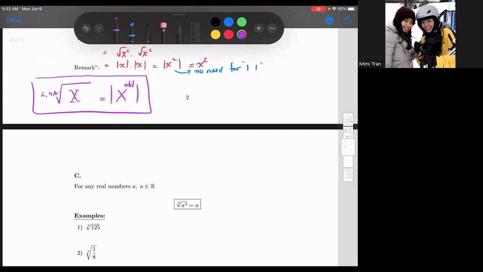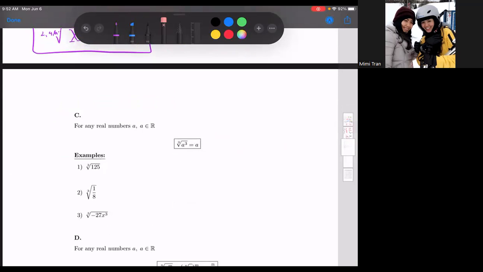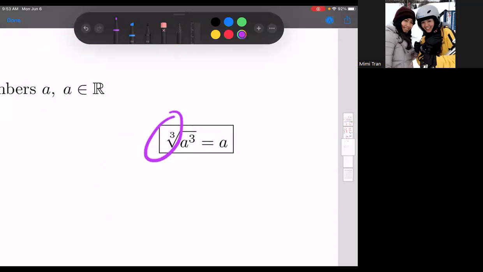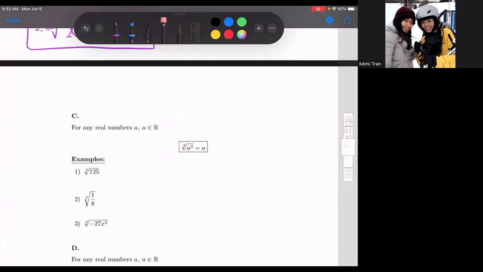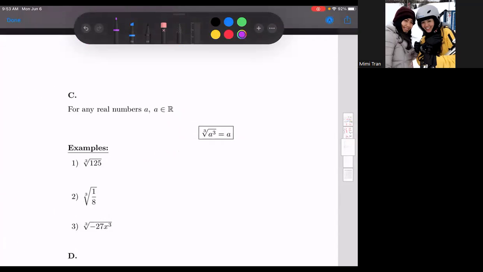Now y equals x squared. Don't write this down. It looks like this, right? So the domain is all real numbers, but the range is what? Only positive, right? It stays above the x-axis. That's why we need the absolute value. So for any real number, the cube root of a cubed is equal to a, or if I extend it to an odd index, like 5th root, 7th root, 11th root, you don't need the absolute value. If you have an odd index, that's easy. You don't need to worry about the absolute value.